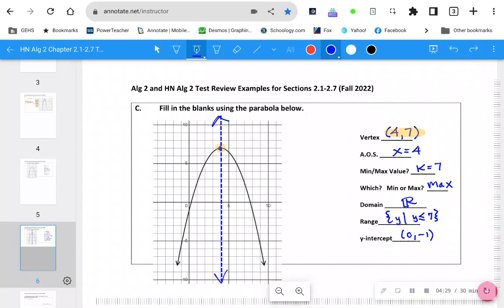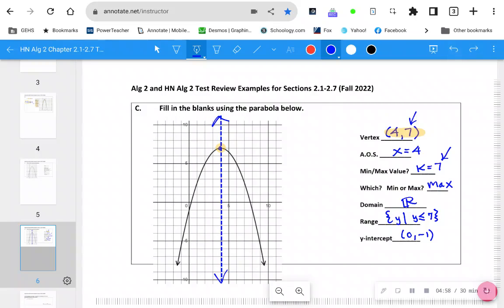The maximum value is the highest point on this graph. Otherwise, I would say minimum value. Sometimes that happens when your parabola is right side up instead of upside down. And so we specify that that's the highest point. The y value, or the k value, actually is your maximum or minimum. Okay, that's the highest point, so that's a maximum.